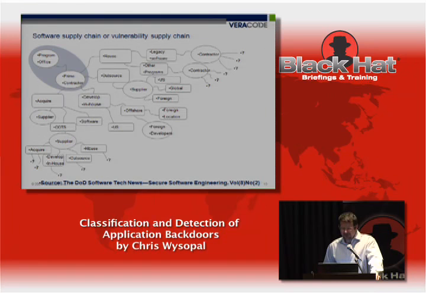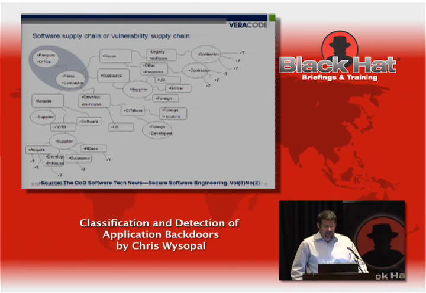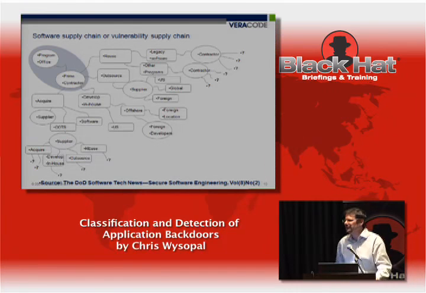The fact that there's no way to really audit this efficiently is obviously a problem. And if you're getting different components delivered to you in binary format, how are you going to really look for backdoors in that?